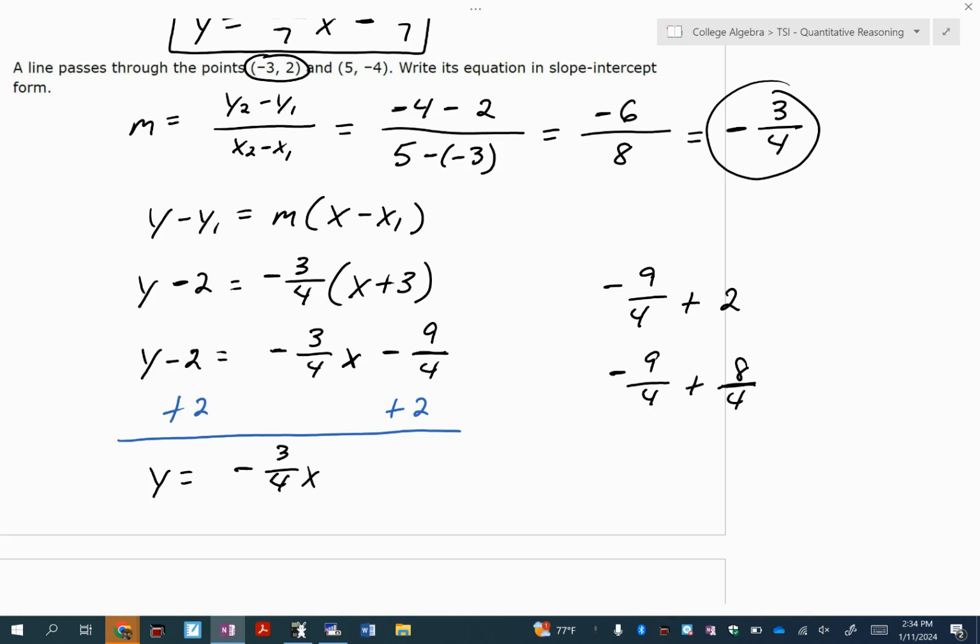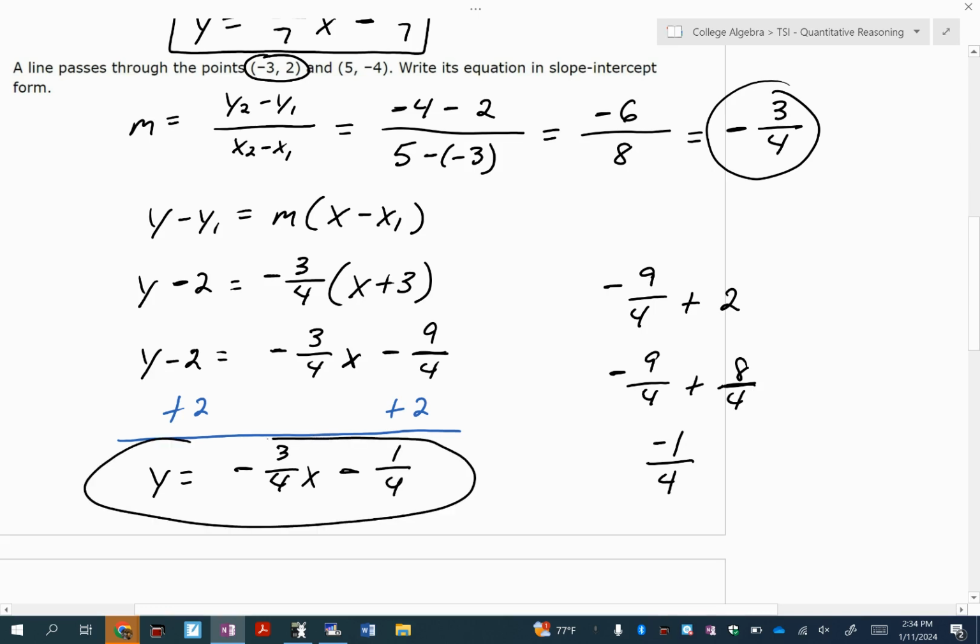Okay? So same thing. You know it's going to be 4 in the denominator. What is negative 9 plus 8? Negative 1. So all right, negative 1/4. And that is it.